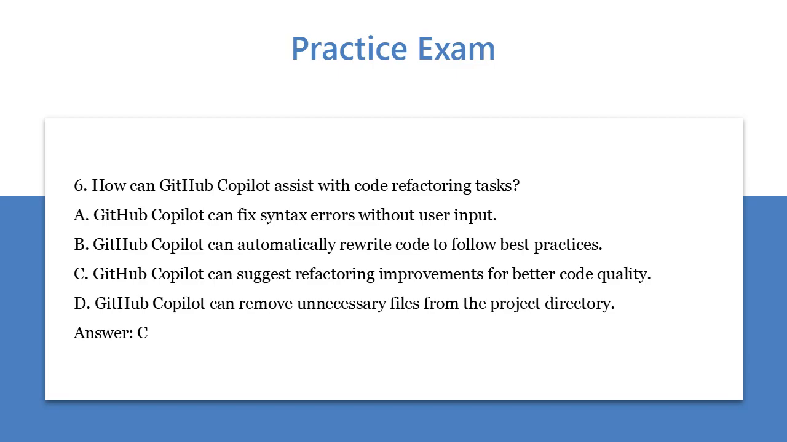6. How can GitHub Copilot assist with code refactoring tasks? A. GitHub Copilot can fix syntax errors without user input. B. GitHub Copilot can automatically rewrite code to follow best practices. C. GitHub Copilot can suggest refactoring improvements for better code quality. D. GitHub Copilot can remove unnecessary files from the project directory. Answer. C.